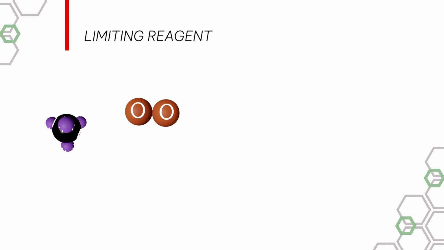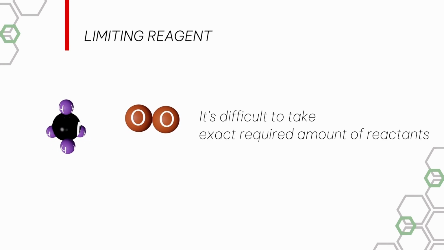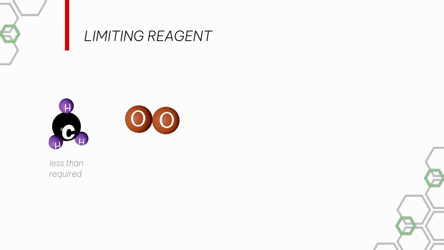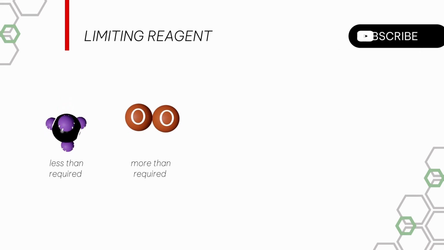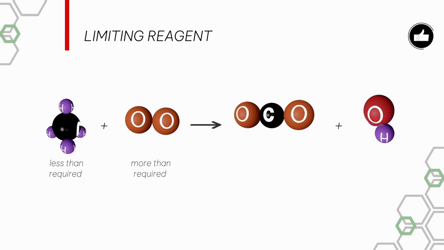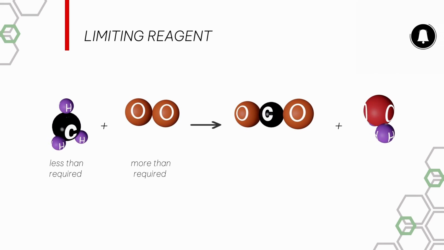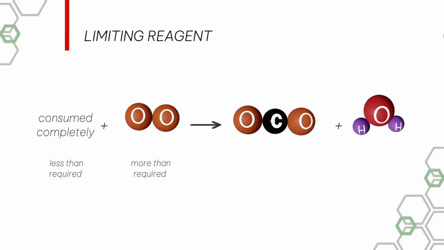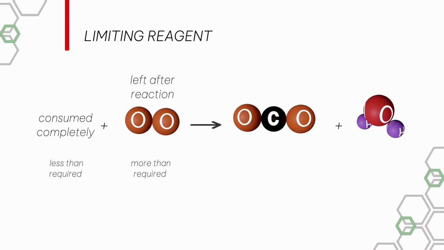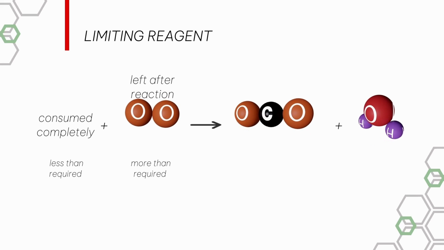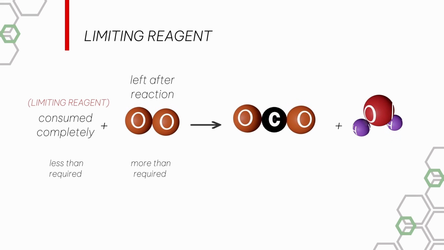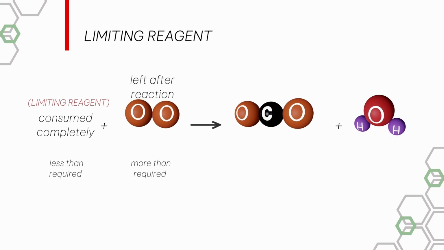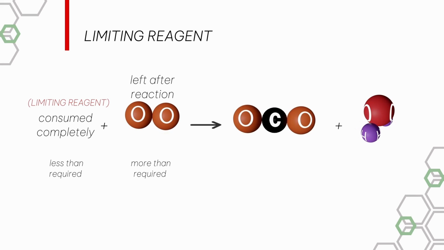Limiting reagent. If we perform any chemical reaction, then it is very difficult to take the exact required amount of reactants in that reaction. The amount of some reactant could be less or more than the required amount. So in this condition, after the completion of the chemical reaction, the reactant which had less than the required amount gets completely consumed. But the reactant which has more quantity remains left even after the reaction is over. So the reactant which gets exhausted first, we call it a limiting reagent, because it decides how much product will be formed in that reaction.